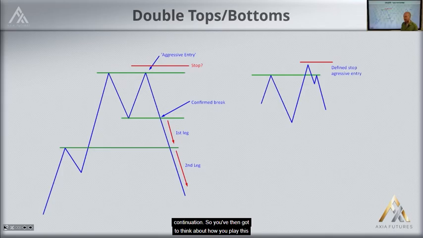Second leg, if there's still enough selling, you get continuation. So you've then got to think about how you play it. This can be played as a trade on its own, just a simple level, two-level scalp trade. Give yourself options. You can play it in what I call the aggressive style, where you predict the double top when you're here.